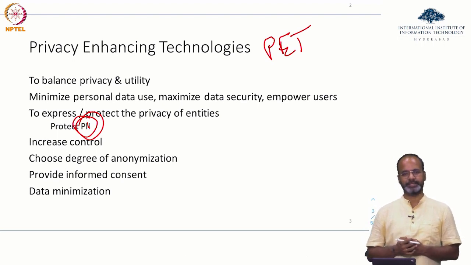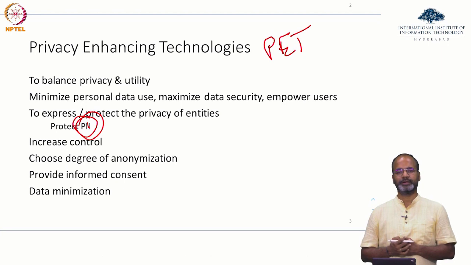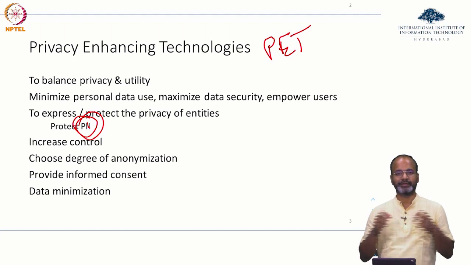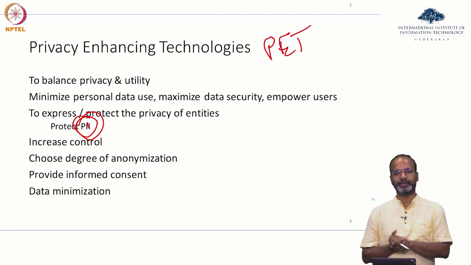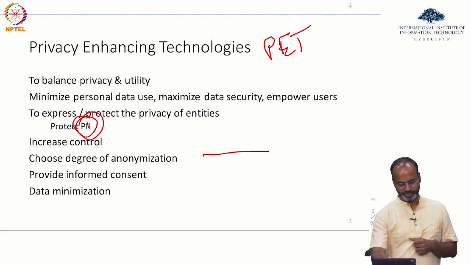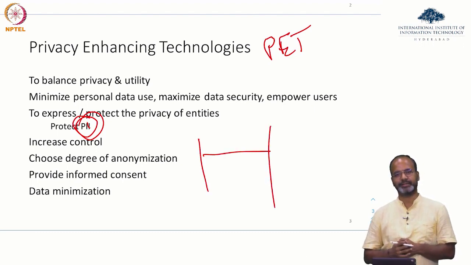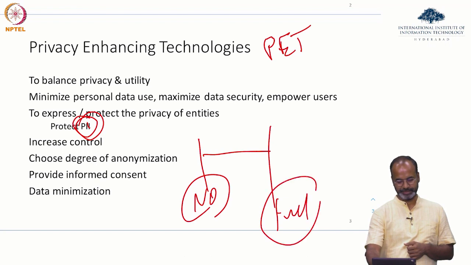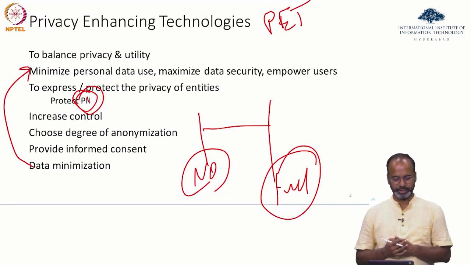Choose degree of anonymization, right? So you also want to make sure that there are ways by which users can anonymize themselves. Meaning, go back to week 1, we talked about Westin's categorization of users, and the taxonomy of privacy by Daniel Solove, all that. If you keep that in mind, you want to give users a continuum also to set their anonymization, right? Somebody wants to keep no anonymization, to full anonymization, right? That was choose degree of anonymization.